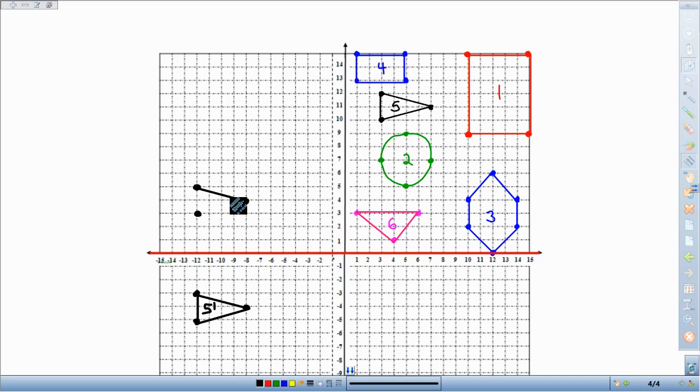Yep. So there is my new shape reflected over the x-axis. Here's something kind of new. This is called 5 prime. We're going to call this thing 5 double prime to show that it's the next image.